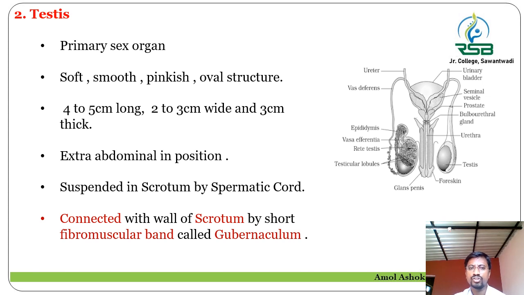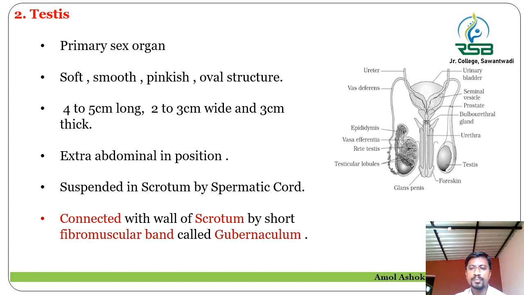They are soft, smooth, pinkish, oval structures about 4 to 5 centimeter long, 2 to 3 centimeter wide, and 3 centimeter in thickness. So these are the dimensions, having an extra abdominal position. And the junction or the contact between the scrotum and testis is that the testis is suspended in the scrotum with the help of the spermatic cord.